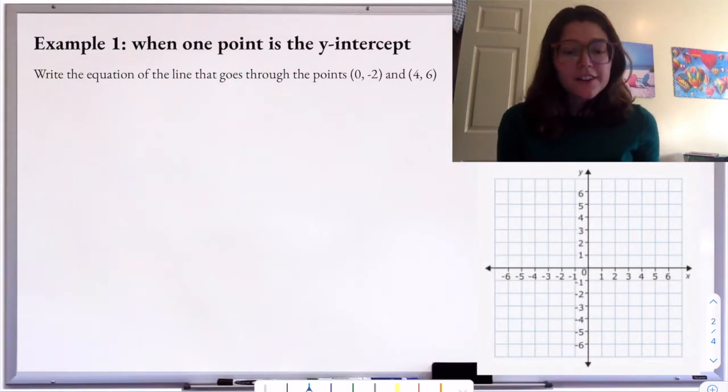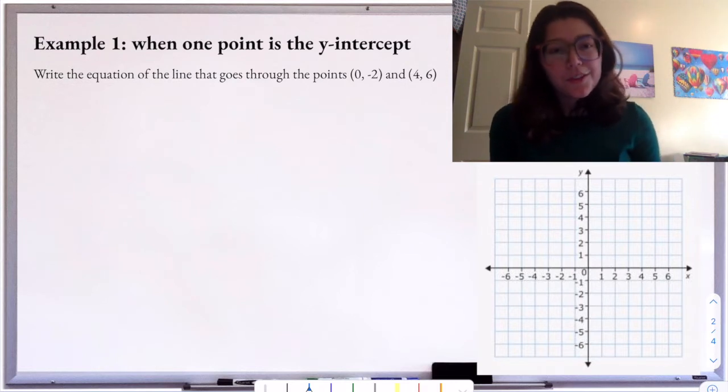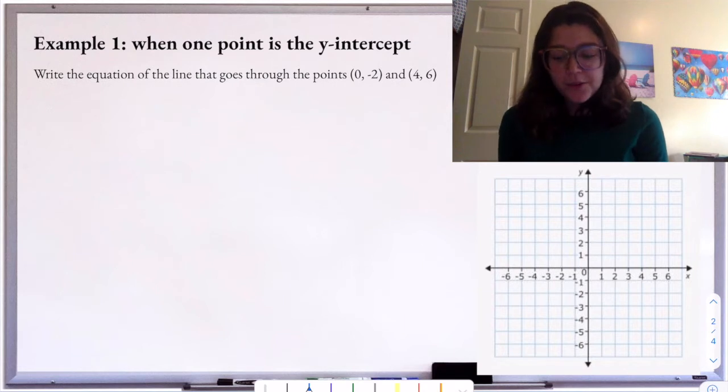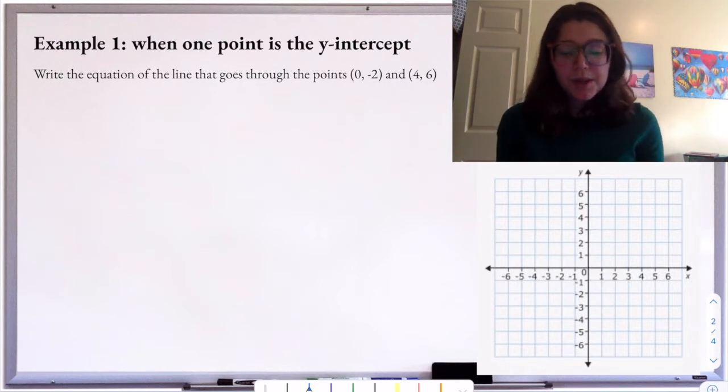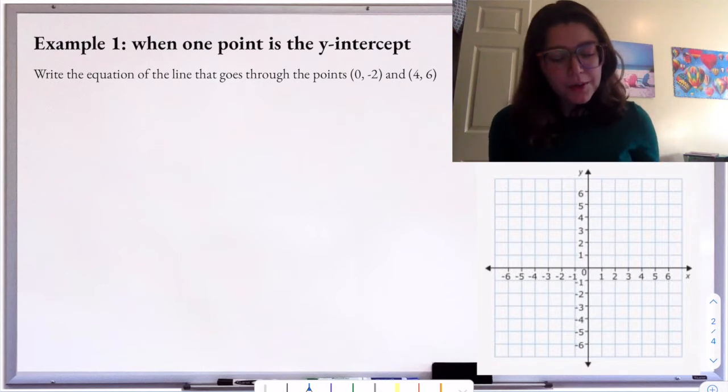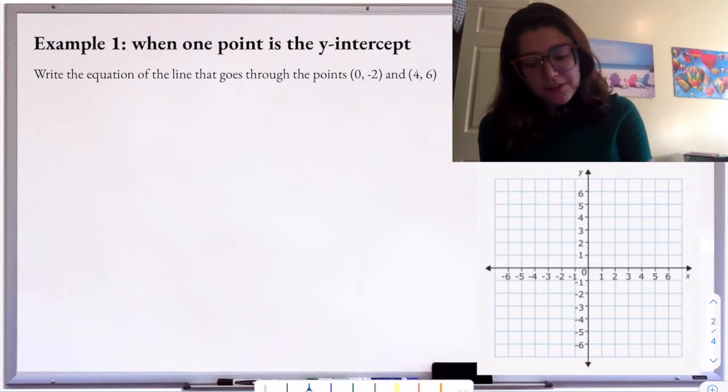We're going to look at our first example where one of the points is the y-intercept, so this becomes a little bit easier. So we're asked to write the equation of the line that goes through the points (0, -2) and (4, 6). Now I can graph this, and I will eventually, but we're going to start by doing this so we don't actually graph it, because we want to be able to write the equation without needing to go and graph it. Okay, so we have the 2 points. What we're going to first do is try to find the slope.